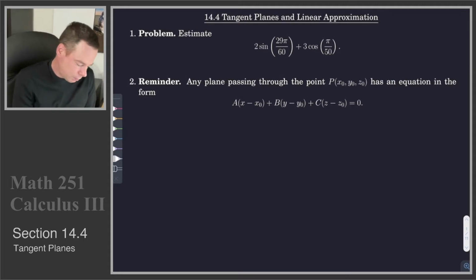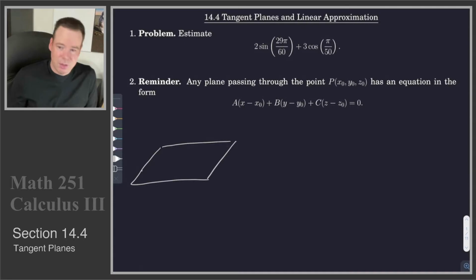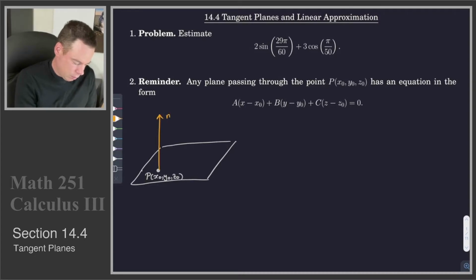So let's look at a reminder of what a plane is and how to describe a plane by its standard equation. So a plane in three-dimensional space. I'll draw a rough sketch of one here. We've got a point on it. Our point is given by coordinates x0, y0, and z0. For a plane, we have a normal vector, so we'll call that n, and in this particular case, we'll let the components be capital A, B, and C.